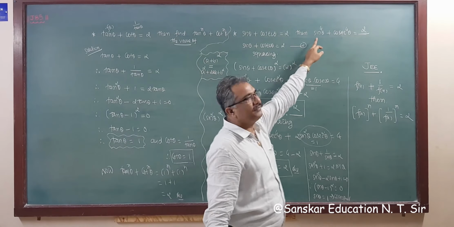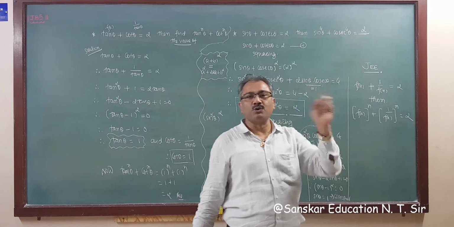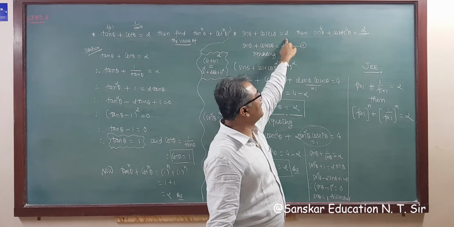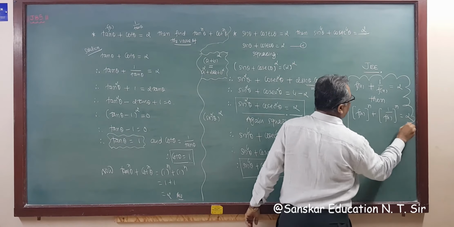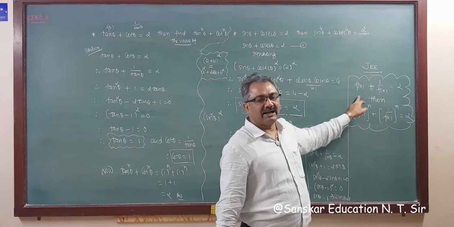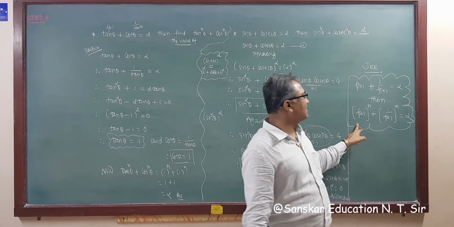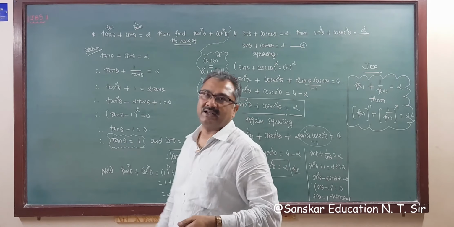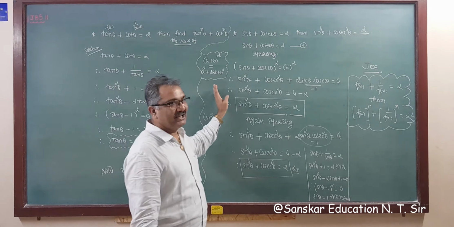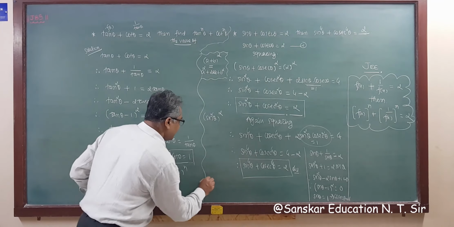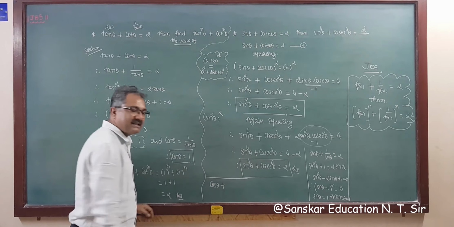So any power of a function plus the same power of its reciprocal is always 2, if the sum of the function and its reciprocal is 2. This is your important formula for JEE: tan theta is f(x) and cot theta is 1 upon f(x). So f(x) plus 1 upon f(x) is equal to 2. Then f(x) raised to n plus 1 upon f(x) raised to n is always 2, right? This is for tan and cot, this is for sin and cosec, and if you want, take cos theta and its reciprocal, sec theta.